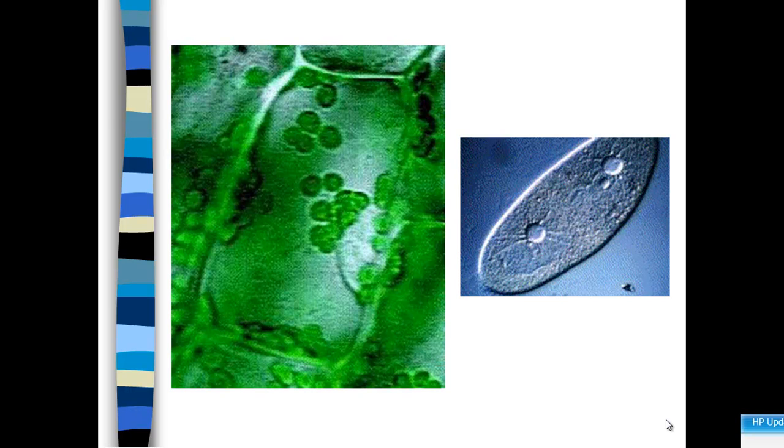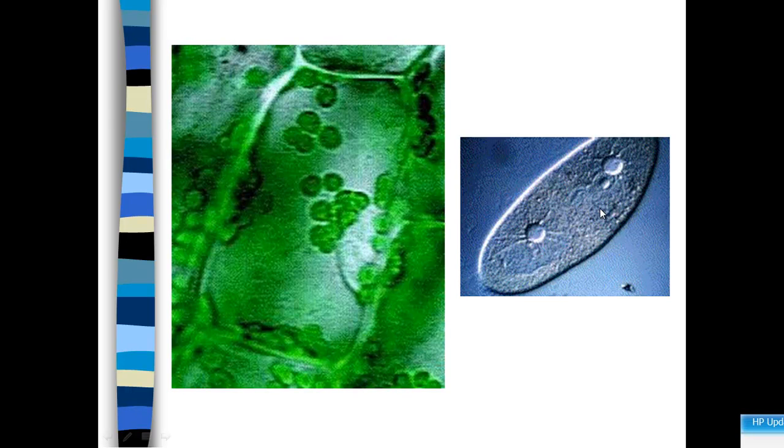In plant cells, the majority of the cell is taken up by what's called the central vacuole. So what you see here when you look at a plant cell is primarily the vacuole, and then chloroplasts are pushed up against the plant cell wall, as well as the nucleus.